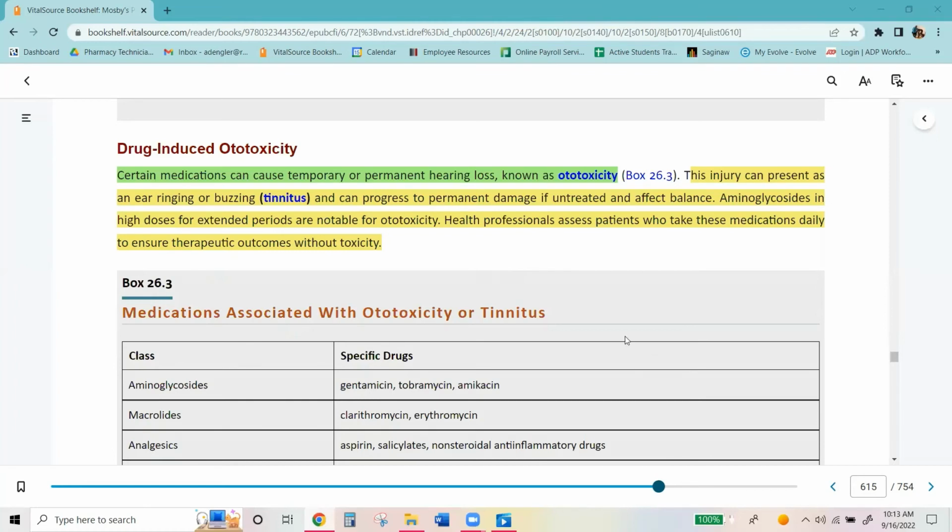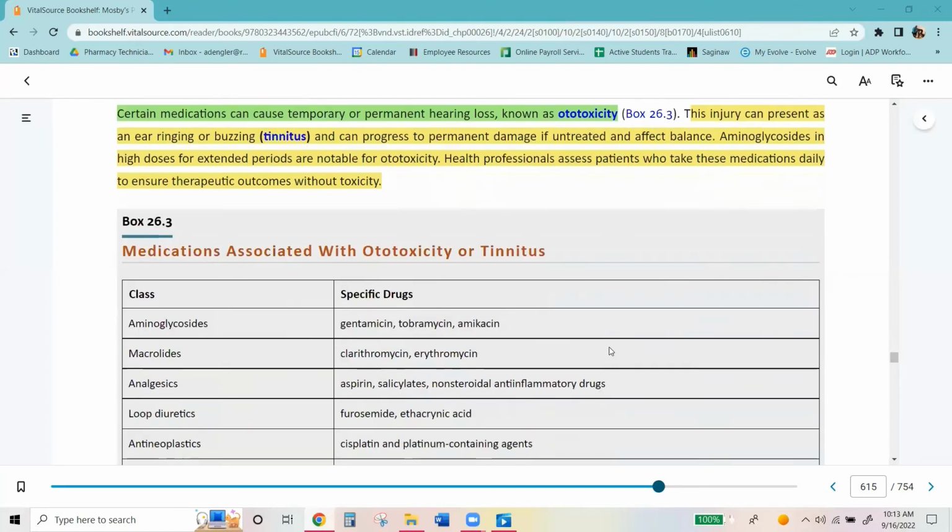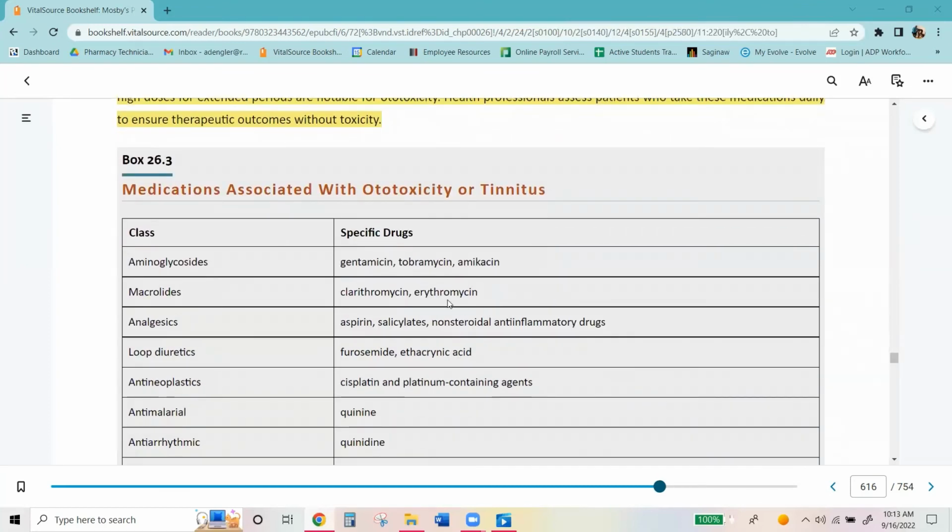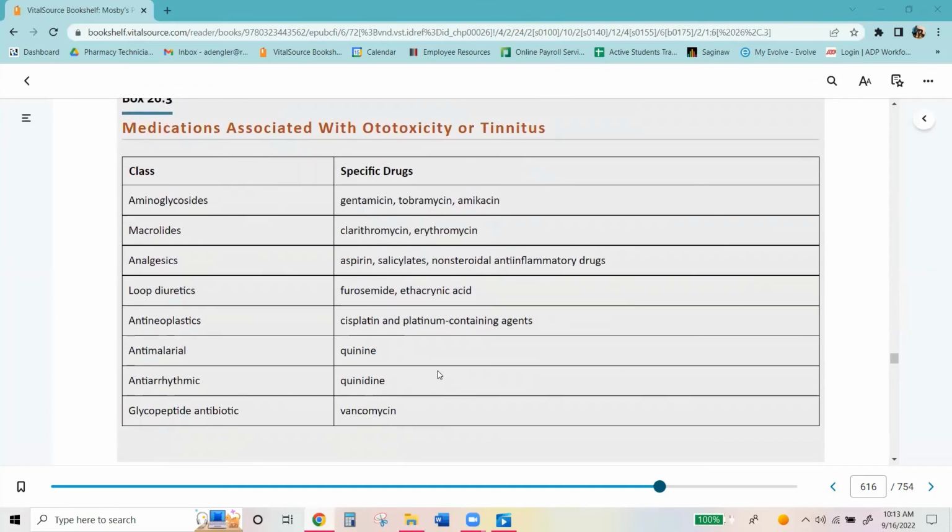Aminoglycosides in high doses for extended periods are notable for ototoxicity. Health professionals assess patients who take these medications daily to ensure therapeutic outcomes without toxicity. So box 26.3 lists several medications that are associated with tinnitus or ototoxicity. So here's the class and here's the specific drugs.